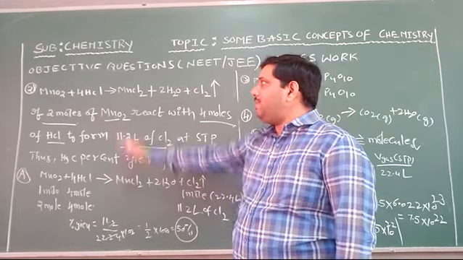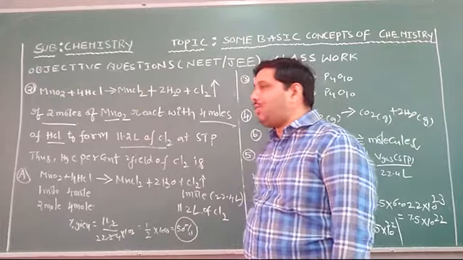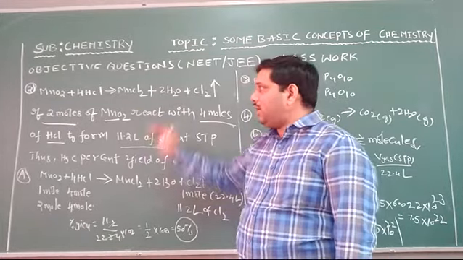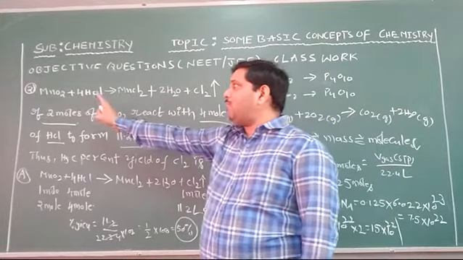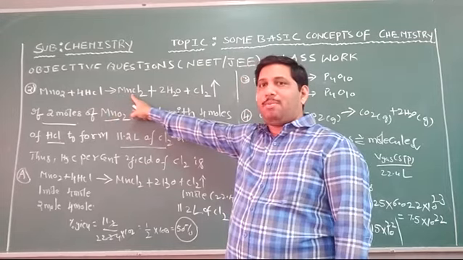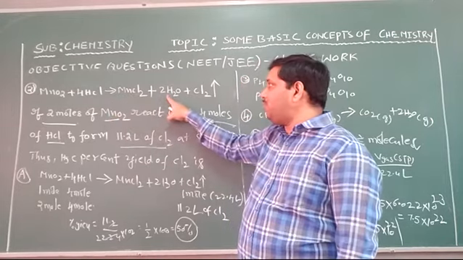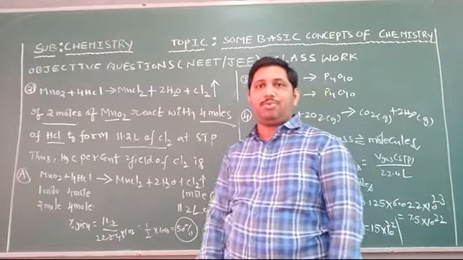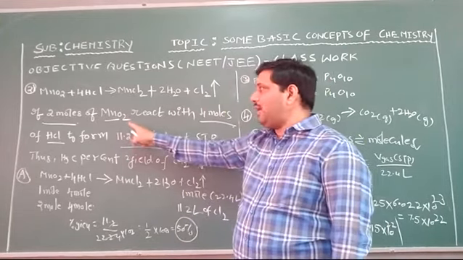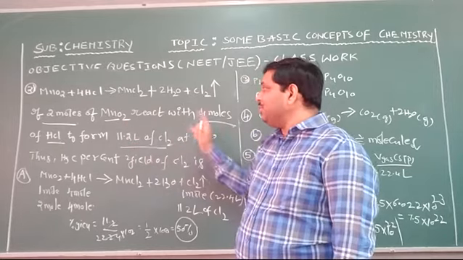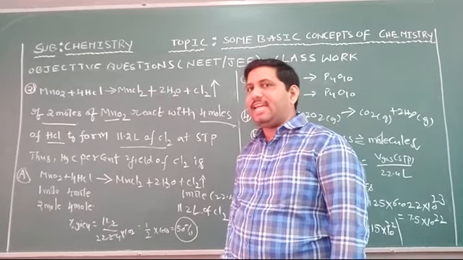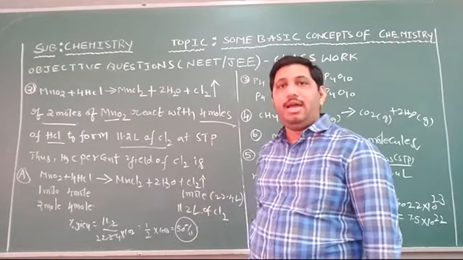Manganese dioxide reacts with HCl to give manganese dichloride plus water plus chlorine. In the given chemical reaction, 1 mole of manganese dioxide reacts with 4 moles of HCl to form 1 mole of manganese dichloride, 2 moles of water and 1 mole of chlorine. But in the given question, 2 moles of manganese dioxide react with 4 moles of HCl to form 11.2 liters of chlorine at STP.